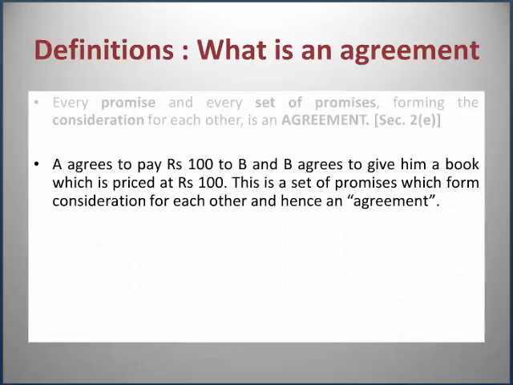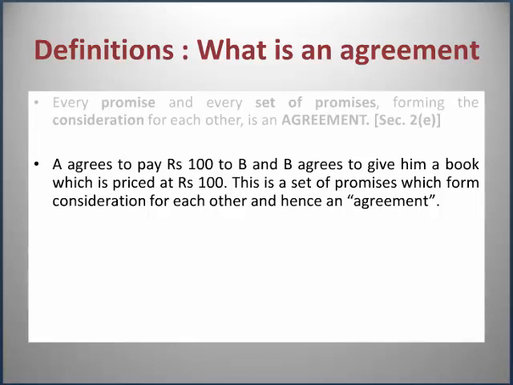Say for example, A agrees to pay ₹100 to B, and B agrees to give him a book which is priced at ₹100. Now this is a set of promises. A is promising to pay ₹100 to B, and B is promising to give a book to Mr. A. This set of promises forms consideration for each other, and that's why this is an agreement. So a contract is an agreement enforceable by law. Agreement is a promise or set of promises.